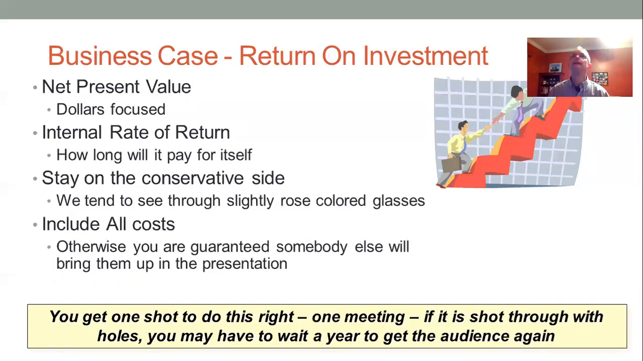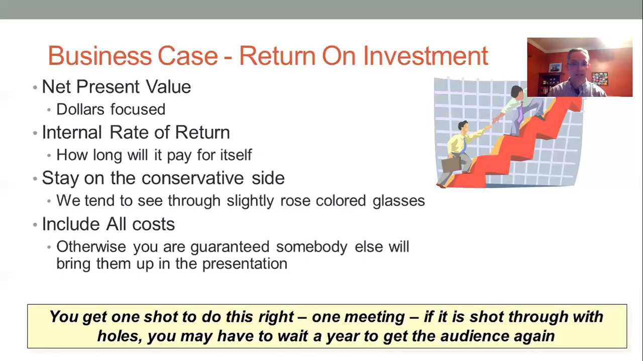We generally tend to, in technology, assume everything's going to go well. It generally never does. So stay on the conservative side, so that even if things go wrong during the implementation, you're still safe that you made a good investment, right? And include all the costs. Make sure you're getting everything, including overhead costs that might not be covered.